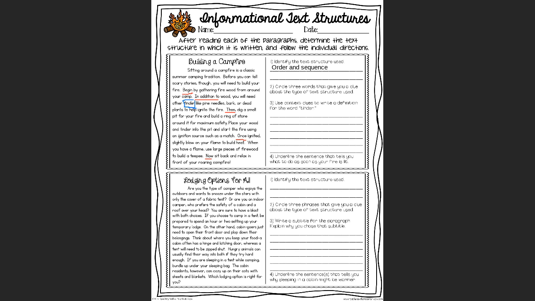And this word tinder, it's not the app that we know now, but tinder is another word for something that can help build your fire. So the sentence is, in addition to wood, you will need other tinder, like pine needles, bark, or dead plants to help ignite the fire. So from the sentence, if I didn't know what tinder was, or if I just had one idea of what it is, I would go back to that sentence and read it again. And when I was reading it, it made me realize that tinder is other materials to help a fire.